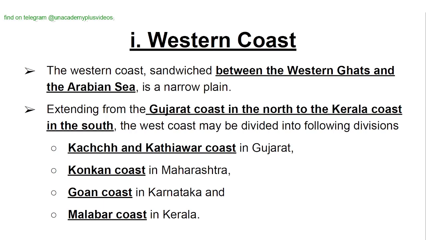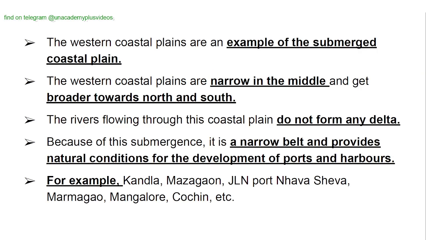Extending from the Gujarat coast in the north to the Kerala coast in the south, the west coast may be divided into the following divisions: Kutch and Kathiawar coast in Gujarat, Konkan coast in Maharashtra, Goan coast in Karnataka, and Malabar coast in Kerala. The western coastal plains are an example of a submerged coastal plain. They are narrow in the middle and get broader towards the north and south.